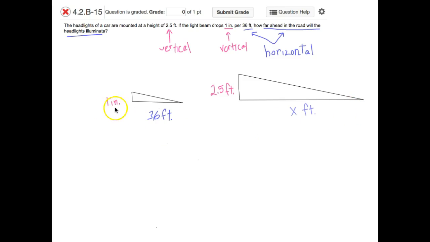Now, to solve this, the key is getting everything in the right unit. So we see inches here and feet here. Feet here and feet here, those are good to go. They're matching, but let's convert this to feet just because everything else is in feet. We could think of this as 1/12 of a foot. So 1 inch would be the same as 1/12 of a foot.